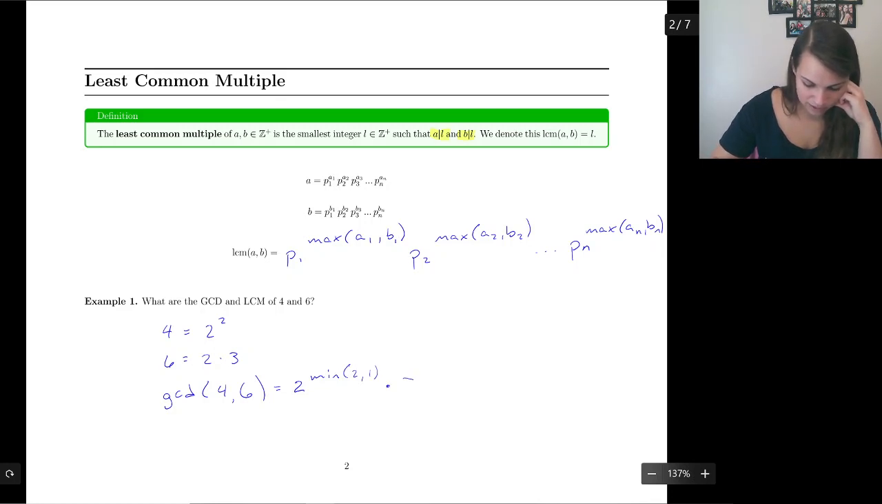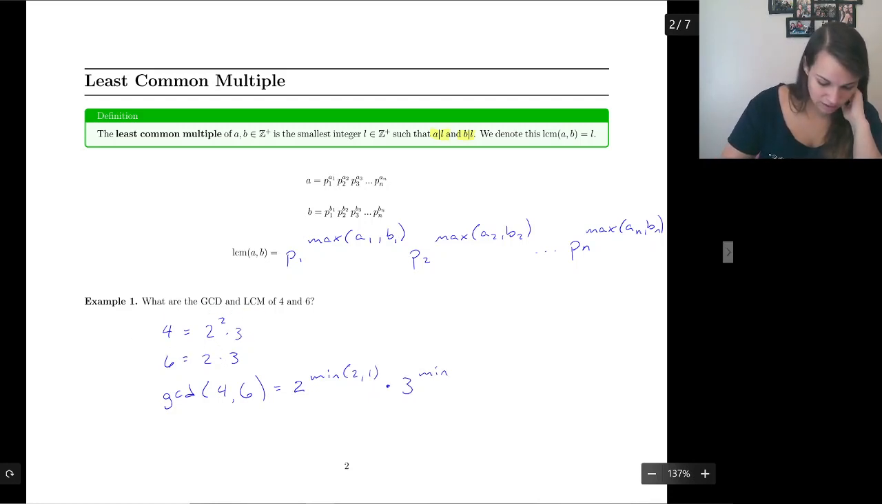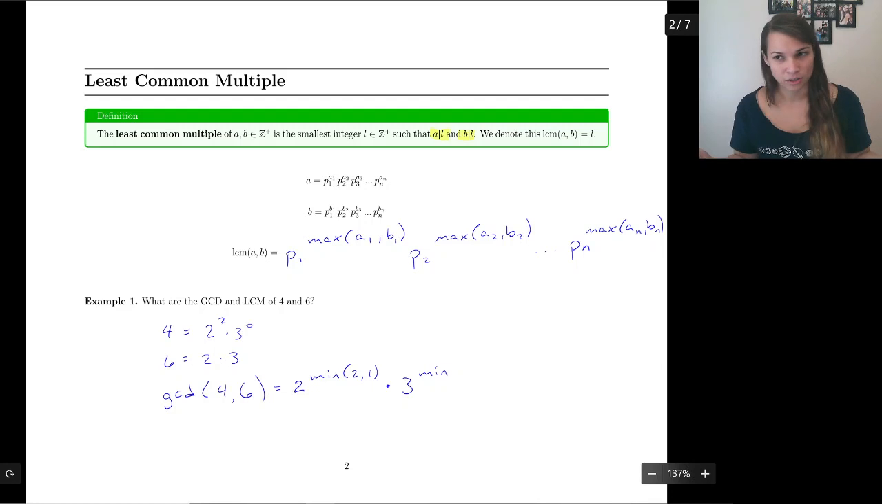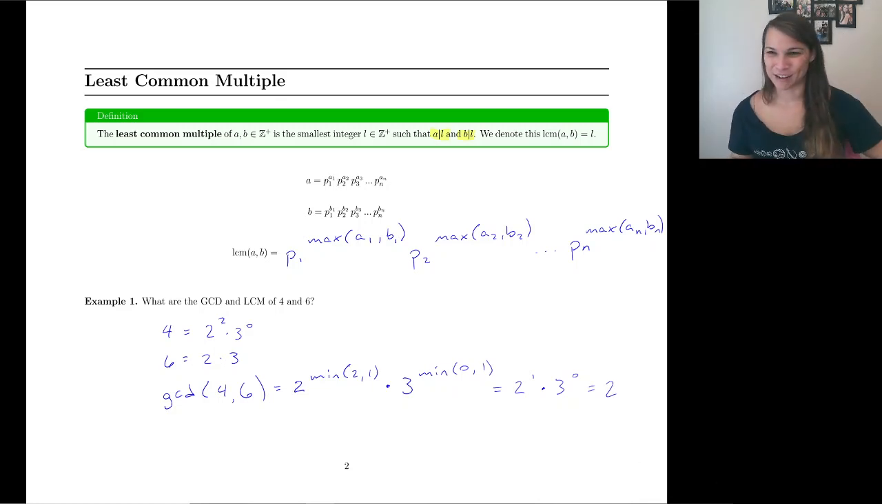And then we're going to multiply that times 3, where there are no 3's here in 4. So we could think of this as 3 to the 0 power, because that's just a 1. So we pick the minimum between 0 and 1 for 3. So that's going to be 2 to the 1 times 3 to the 0, which is 2, which I'm sure you could have told me right off the bat.